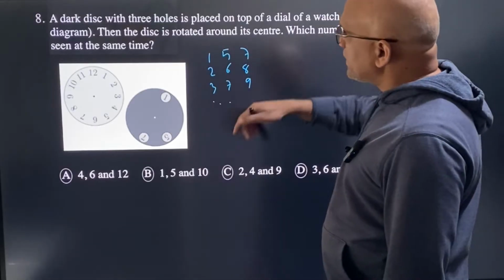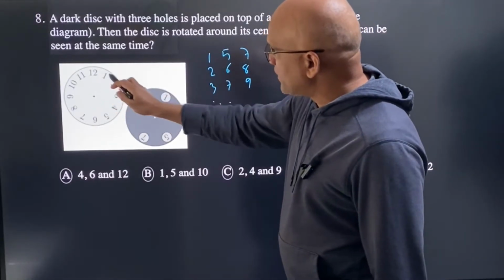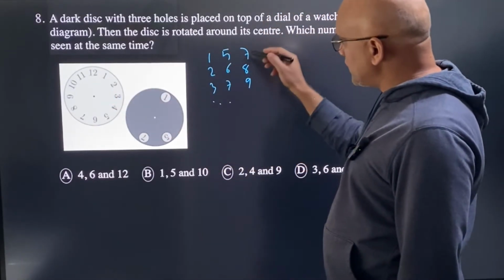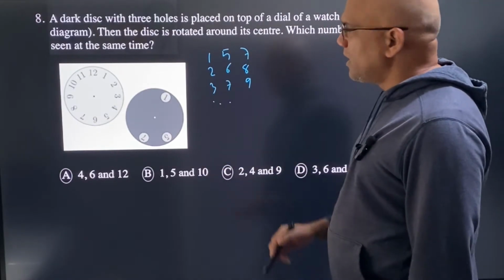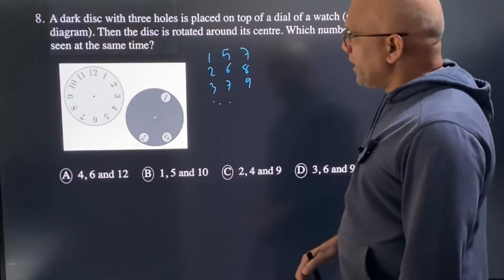And then there will be 12 possible groups, right? Because there are 12 numbers. And then once you write down everything, we can check which one matches. But let me show you another way.